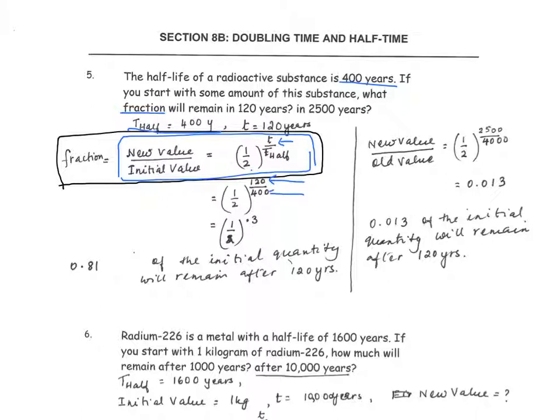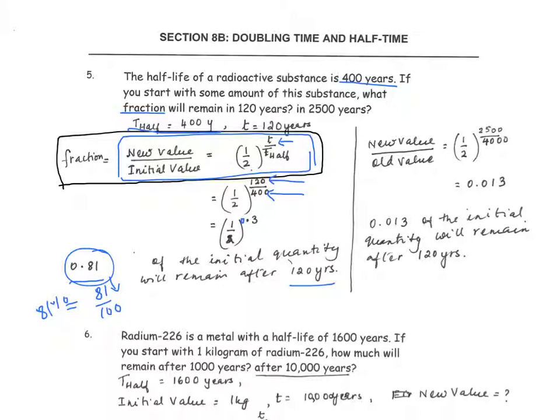This is your half-life, and this would give us half to the 0.3, and that is 0.81, which is about 81% of the substance will remain. So that's 81% of the initial quantity will remain after 120 years. So all we had to do is read the question carefully, recognize that it is an exponential decrease or decay, use the appropriate formulas, and figure out the fraction.